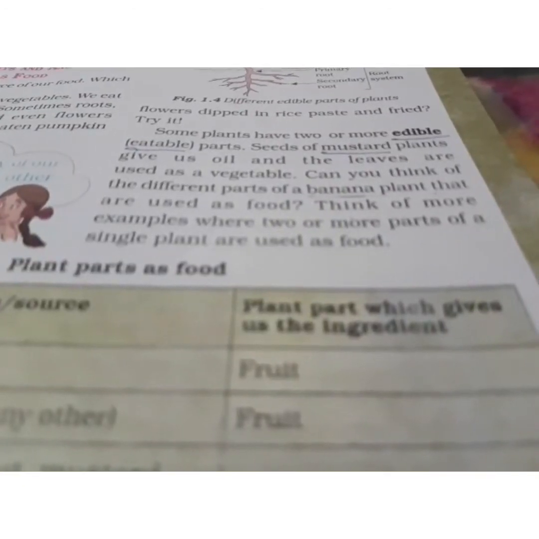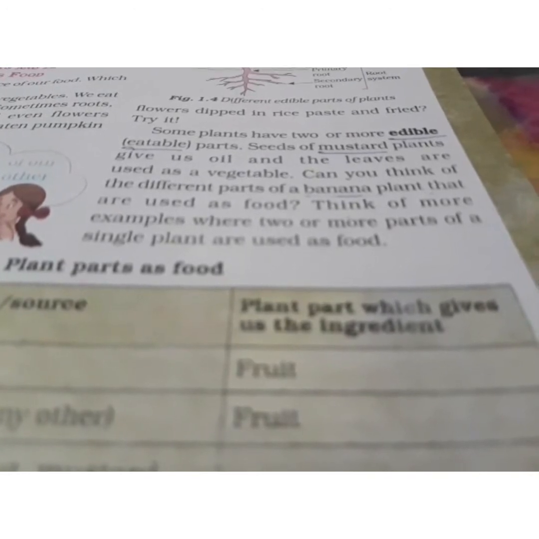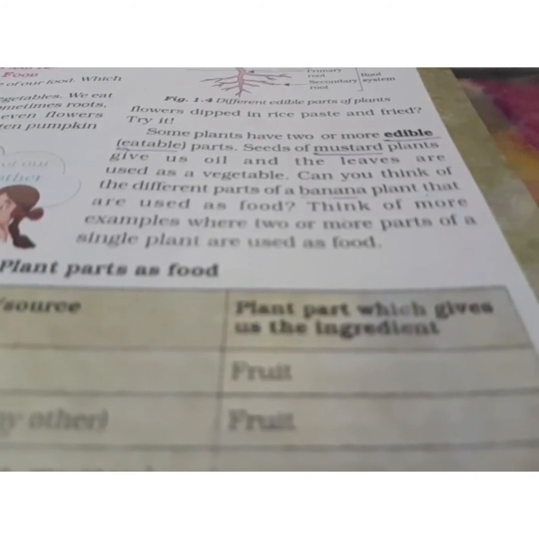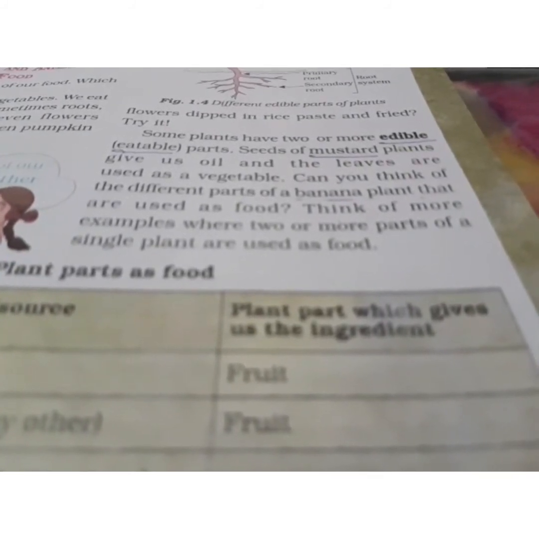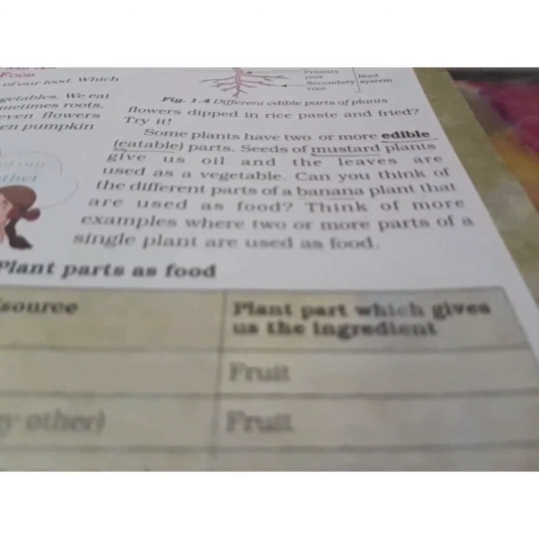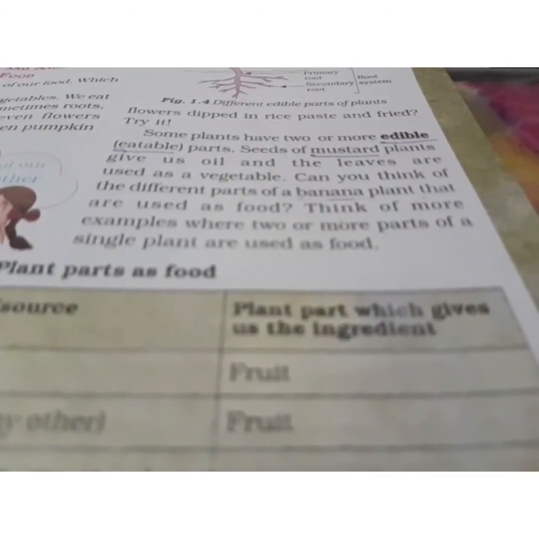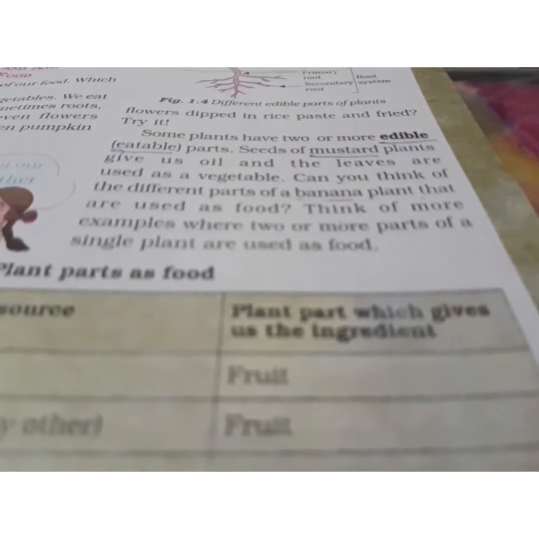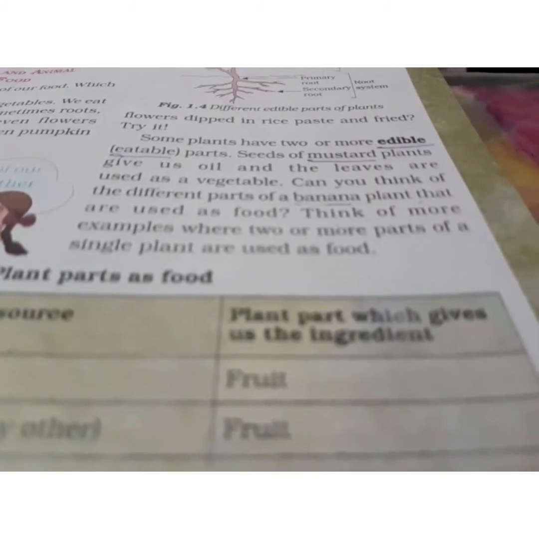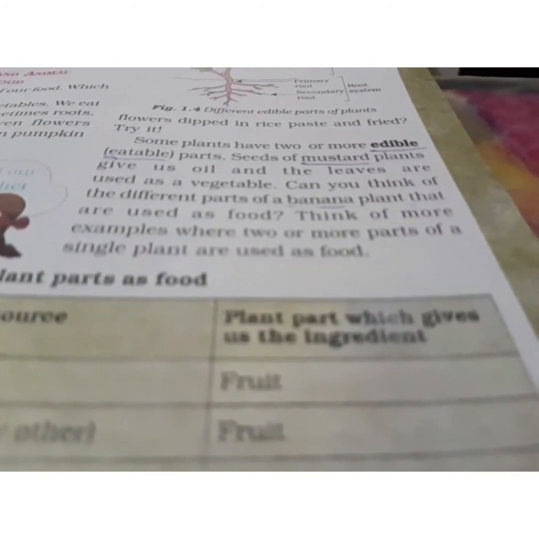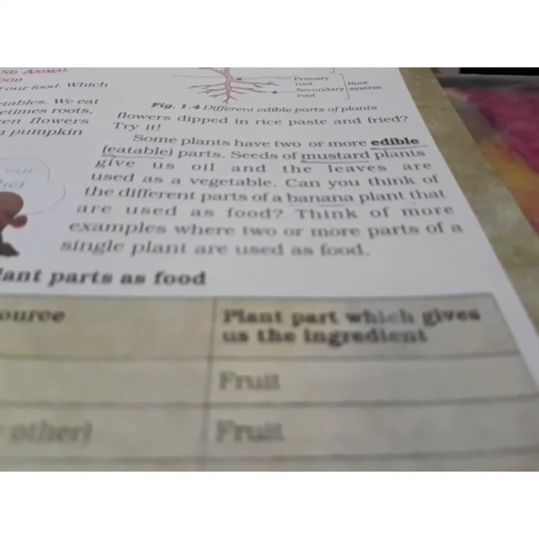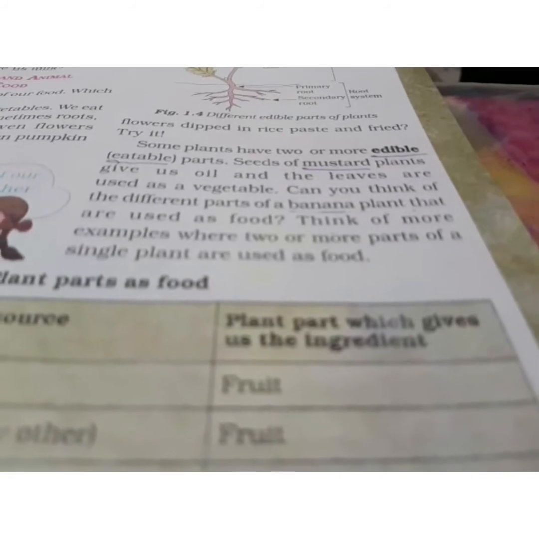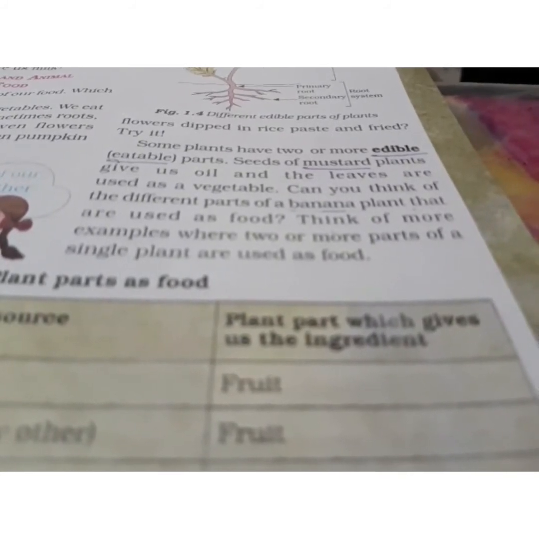Can you think of the different parts of banana plant that are used as food? Think of more examples where two or more parts of a single plant are used as food. Yes, banana plants, I think many parts of the banana plants are used as food. The flower of a banana plant, banana itself is used as a fruit. The flower, even the stem of the banana is also used as a food, as a vegetable, and it is cooked. The fruit, the banana flower, the banana stem, everything is used in cooking. So there are many such plants of which more than one part is used.